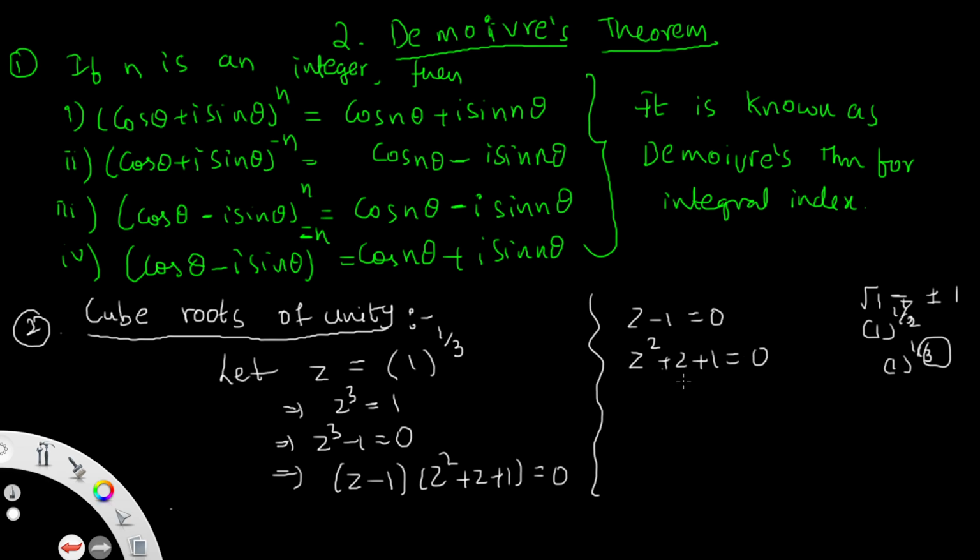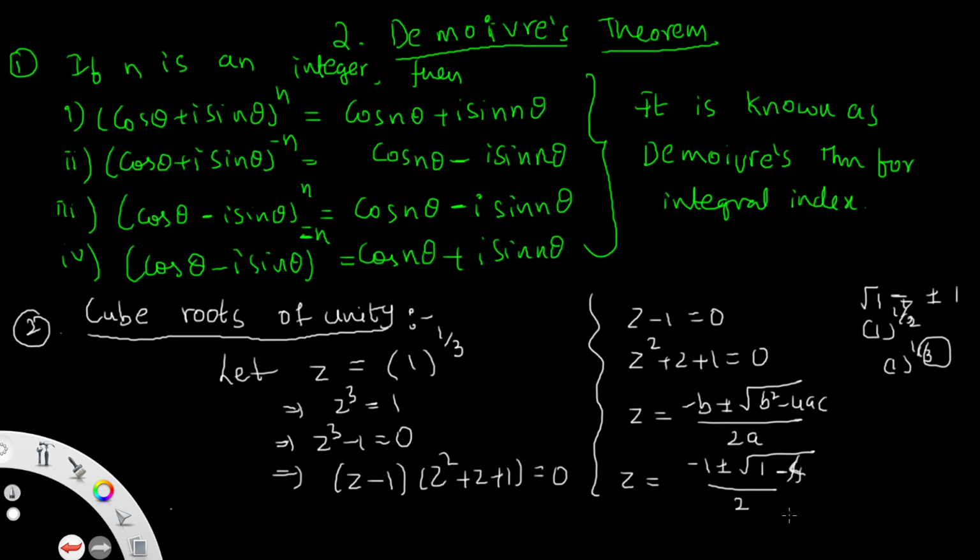It is a quadratic equation. By solving for the roots with the general formula, minus b plus or minus root over b square minus 4ac, by 2a, we get z equal to minus 1 plus or minus root of 1 square minus 4 into a, b, c, that is 1 minus 4, divided by 2a, which is 2.